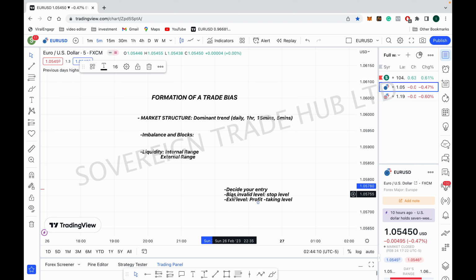Now, my exit level, which is my profit taking level, I make sure it's a level that I am willing, as a trader, to exit the trade. So don't be moved by how complicated it may seem. I don't think this is complicated, because for every concept I've listed here, from market structure to imbalance and blocks and liquidity, I have a full playlist on the channel that you can go through, and everything there is for free. Just put in the work.